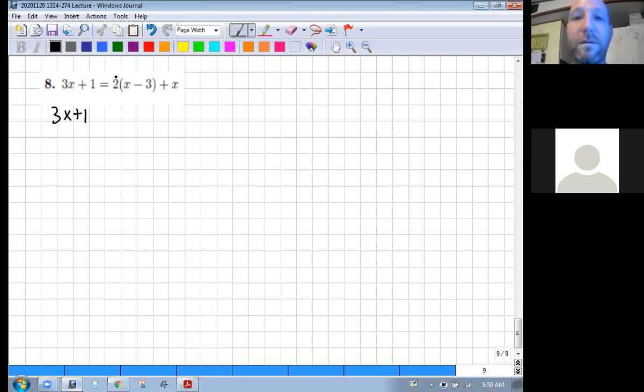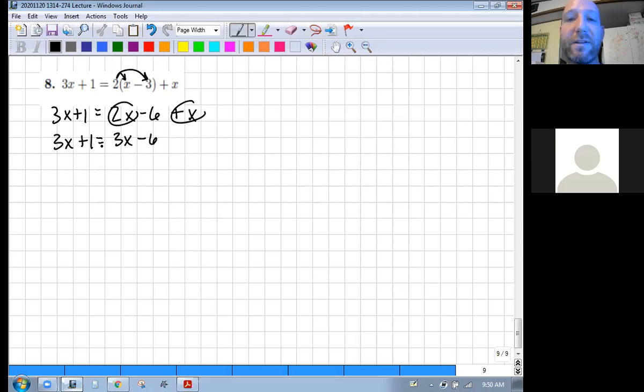So let's distribute this 2. We get a 2x minus 6, and we got this plus x over here. So let's see, combine stuff. 3x plus 1, 2x plus x is a 3x. All right, if we subtract 3x from both sides, we have 1 equals negative 6. So that can't work out, right? 1 is not negative 6. So there are no solutions.